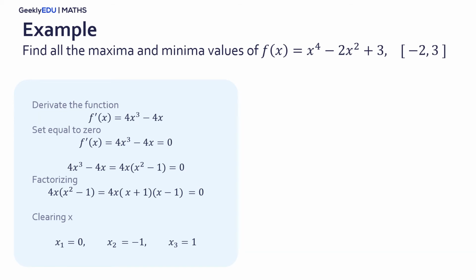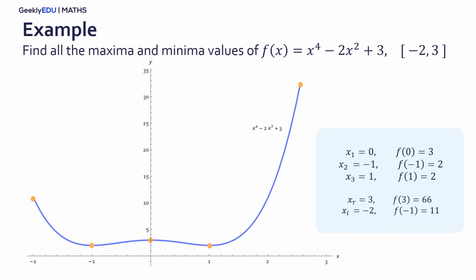If we graph this function and the extrema points, we confirm that the minimum is at f of x equal to 2, and that is a global and local minimum, and the local maximum is at (0, 3). The global maximum is at (3, 66).